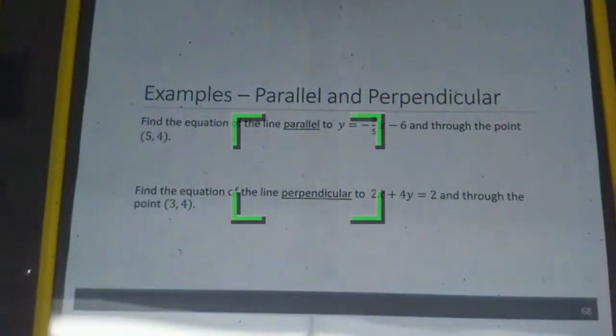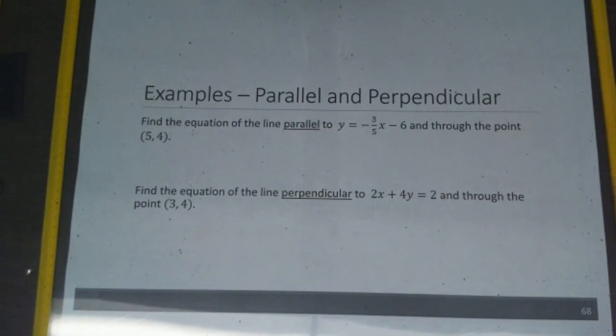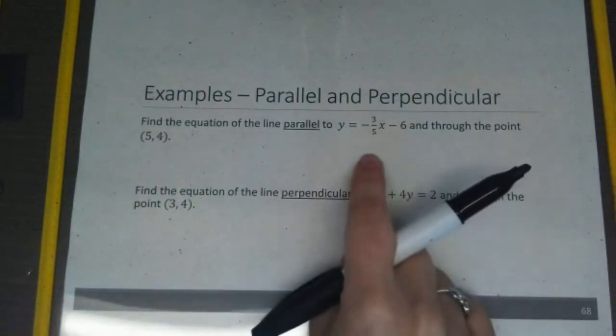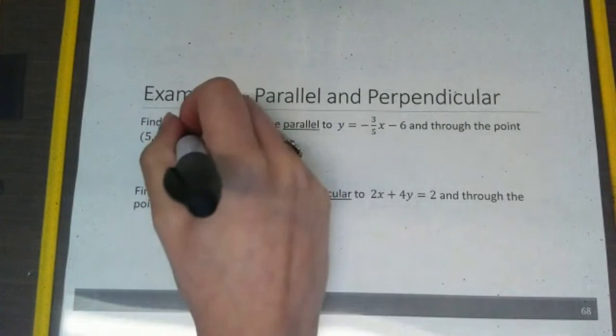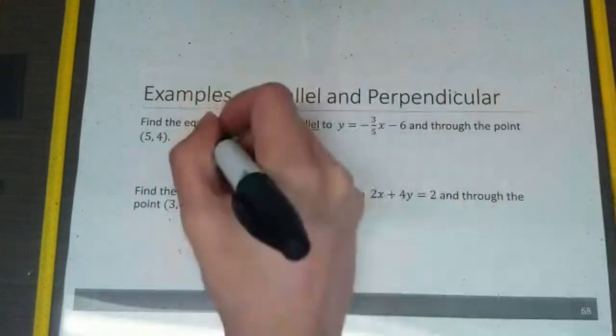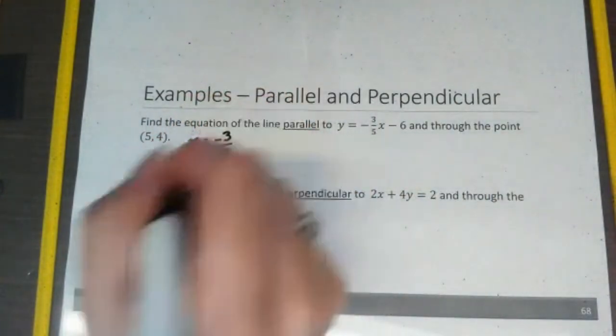So now that we have a taste of parallel and perpendicular, we're going to put that together with our equation writing skills. So find the equation of the line parallel to y equals negative 3/5 x minus 6 and through the point (5, 4). Well, we want to go parallel to this line, so we need the same slope. The slope of this line is negative 3/5, and if I want the same slope, that means my line also needs to have a slope of negative 3/5.